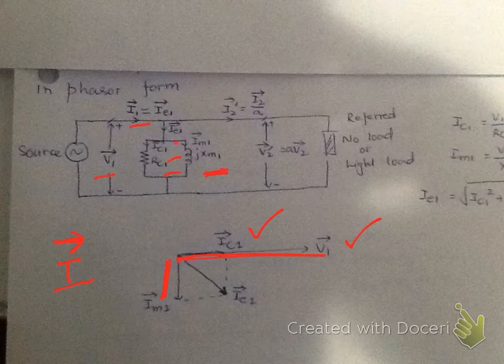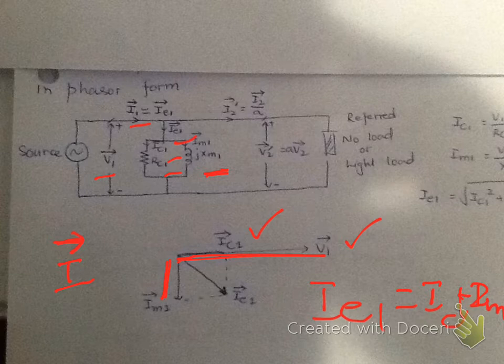You can see that IE1 is the phasor sum of IC and IM. So you can combine them to get your IE1. This IE1 has an angle with respect to V1 and has an amplitude which is given, through the Pythagorean theorem, by the square root of IC1 squared plus IM1 squared. The rest of the quantities you can put in phasor form as well.